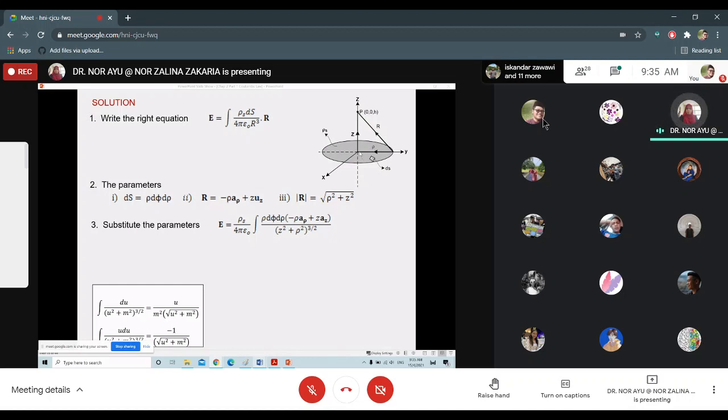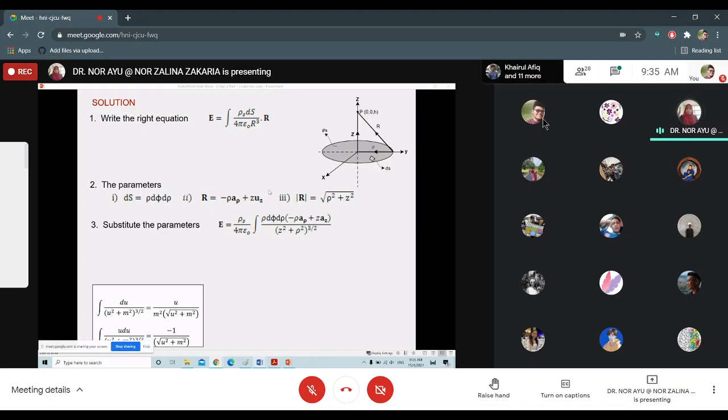And then again, it's going upwards. That will be plus Z. Kenapa Z pula? Dia jadi plus Z AZ. Alright. So again, going in will be negative rho A rho, and going up will be the positive value, Z AZ, towards your P. So you have your R is this one.